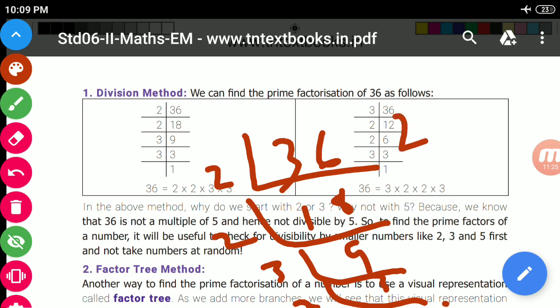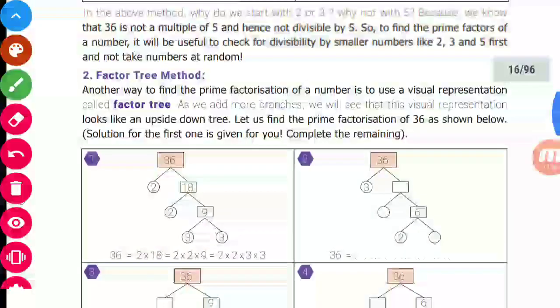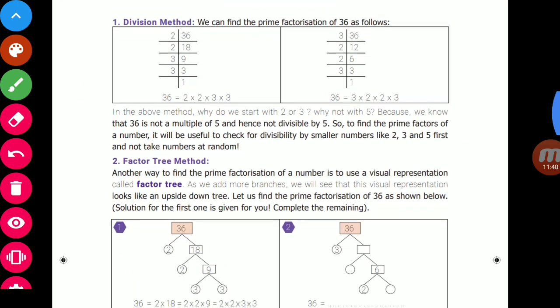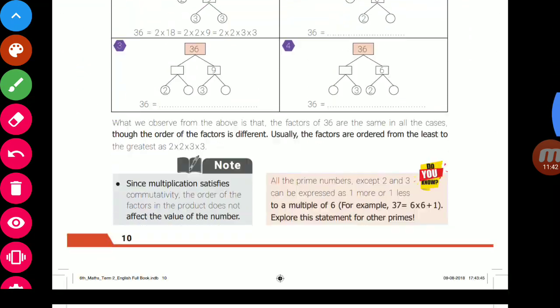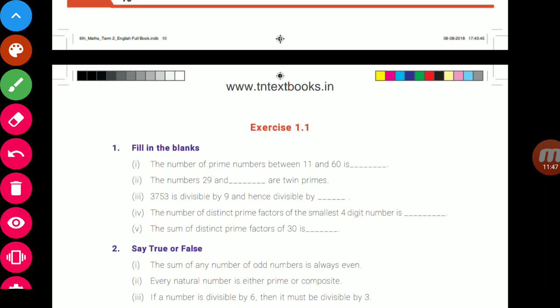So what are the factors? 2 into 2 into 3 into 3. These are the factors of 36. That is what they specified. So you do not need to follow the factor tree method. It is quite complicated compared to the division method. So the division method alone is sufficient for our calculation. Let's move to exercise number 1.1.